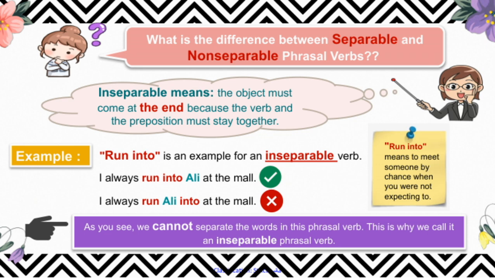So what's the main difference between separable and inseparable phrasal verbs? Well, with separable phrasal verbs, you can sometimes move the object between the verb and the preposition. But with inseparable ones like run into, the object always stays at the end. Understanding these differences helps us use phrasal verbs correctly and makes our English sound more natural. This connects to our overall theme of mastering common English expressions for everyday conversation.